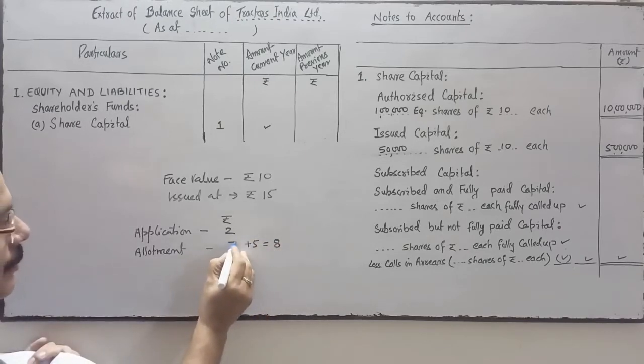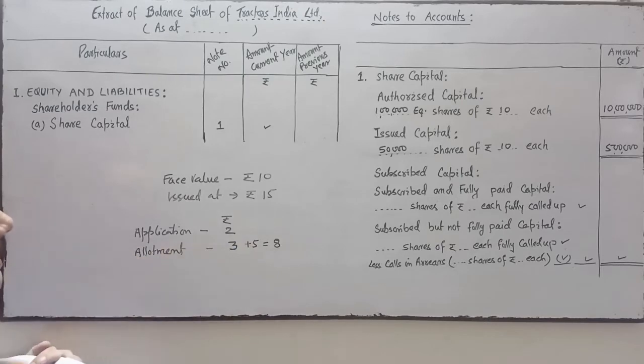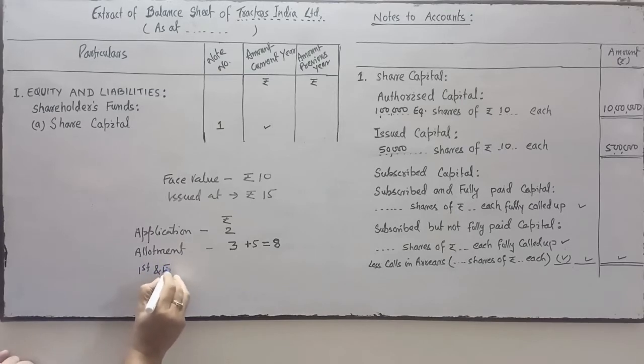It means 3 rupees out of the 10 is the original amount, and 5 rupees is the premium. So 8 rupees the company will get at the time of allotment. And the balance on first and final call. First and final means last call.